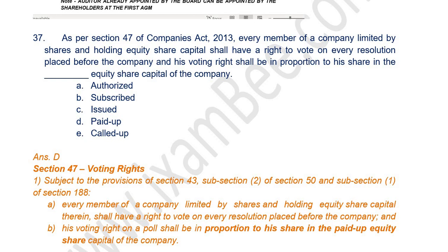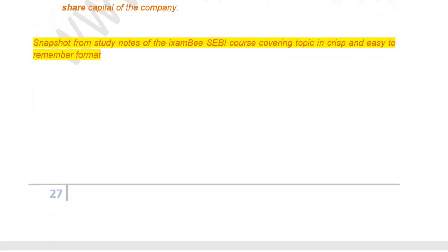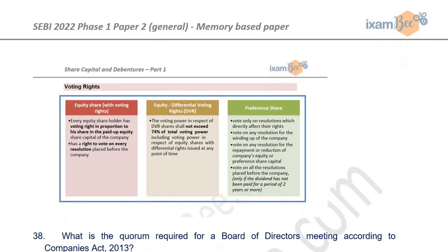The question related to the voting rights for the shareholders is in proportion to which kind of equity share capital? It is the paid up equity share capital, very directly mentioned under section 47 and very nicely covered by us in our notes. To avoid any kind of confusion, for equity shares there are voting rights in the proportion of paid up equity capital. For differential voting rights, they are there as per what the DVRs are, but in any case they should not exceed 74% of the total voting rights.